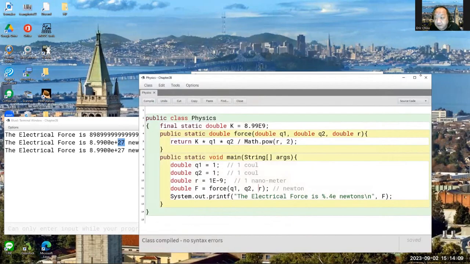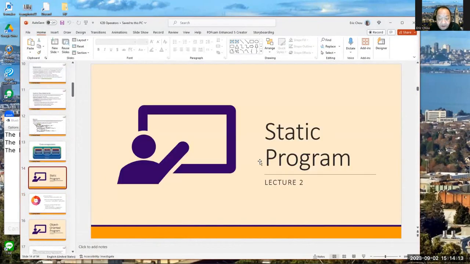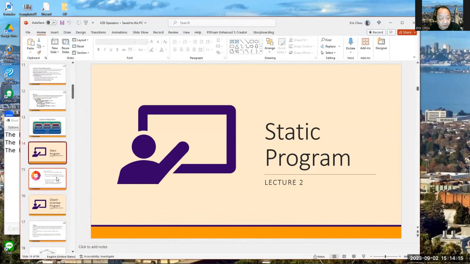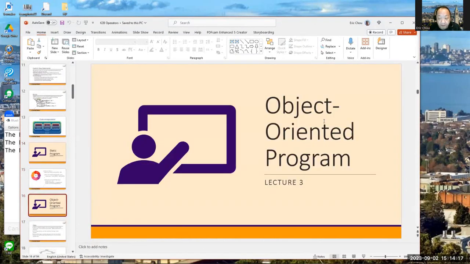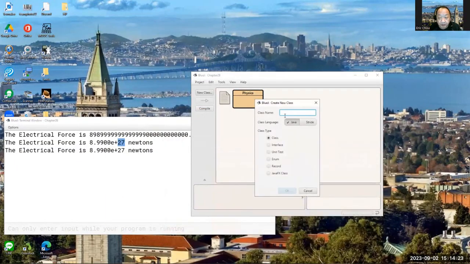Now let's try another one. This is a typical static function way of writing a program. We call it static program. There's another type of program, we call it object-oriented program. So let's use object underline physics.